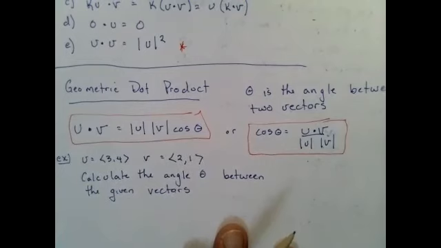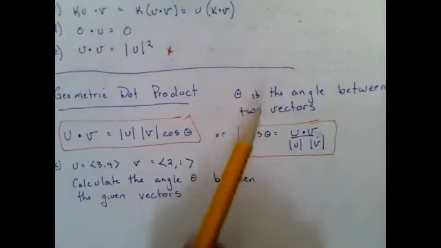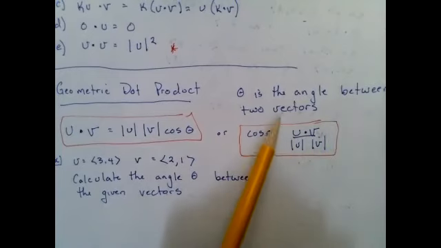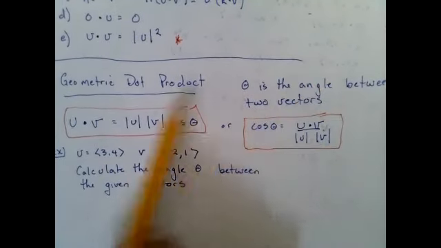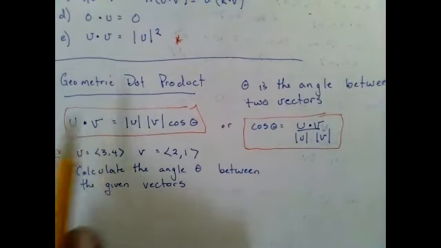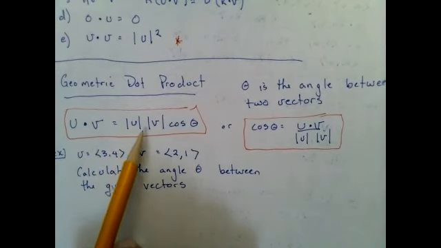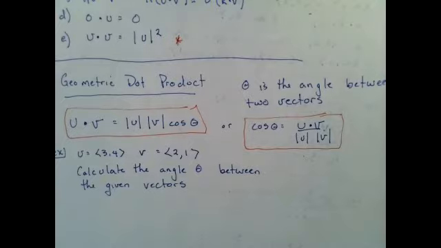It's going to be a test question. I can almost guarantee it. What is the angle between two vectors? We're going to get that question. What is the angle between two vectors? Well, the dot product, we say, is equal to the magnitude of U times the magnitude of V times the cosine of the angle between them.